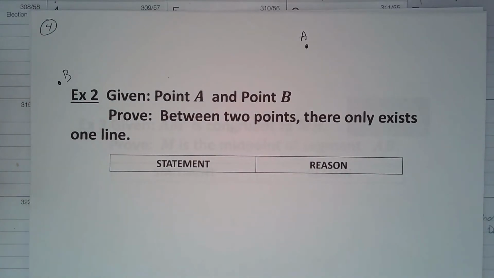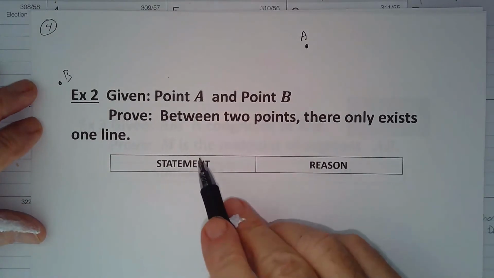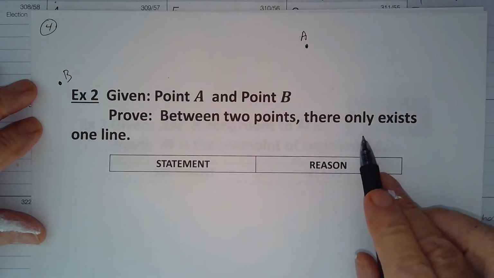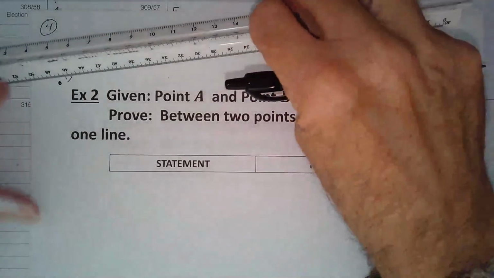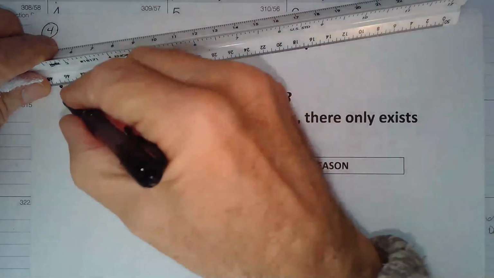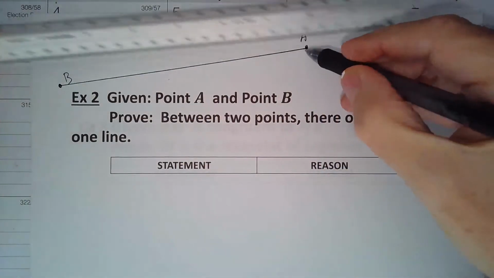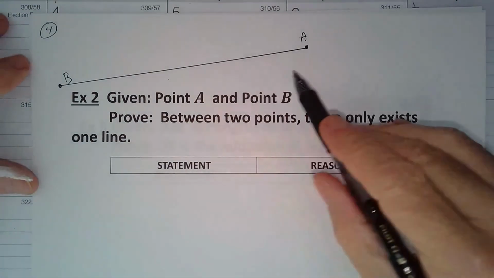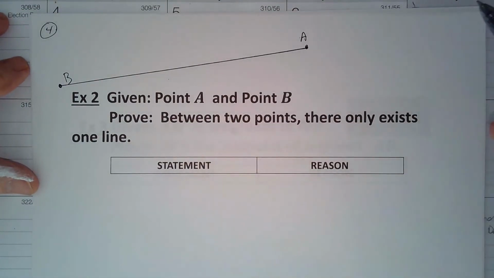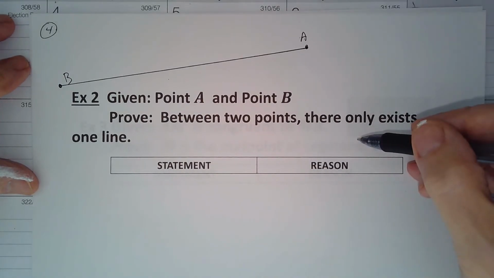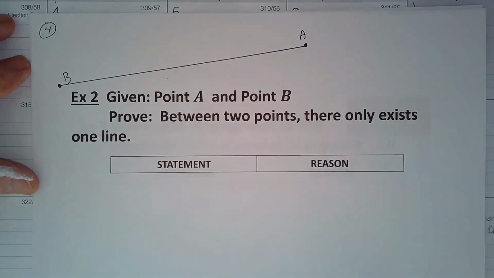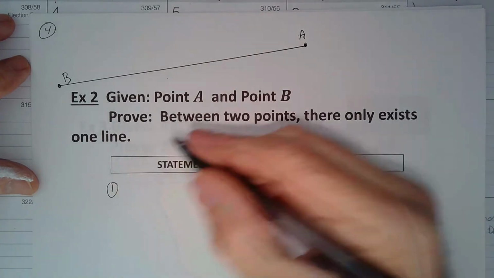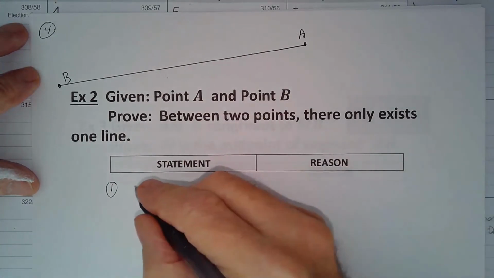Now, if I were to prove this, it says between two points, there only exists one line. I could do that by observation because I have two points, A and B, and notice between A and B, I could only come up with one line. Just one line. So I've proven that. That basically is an example of inductive reasoning. It's through observation. Over here, the first thing I'm going to write is my given: point A and point B.